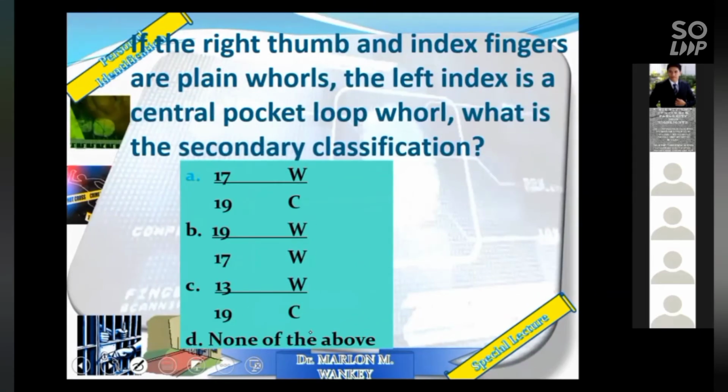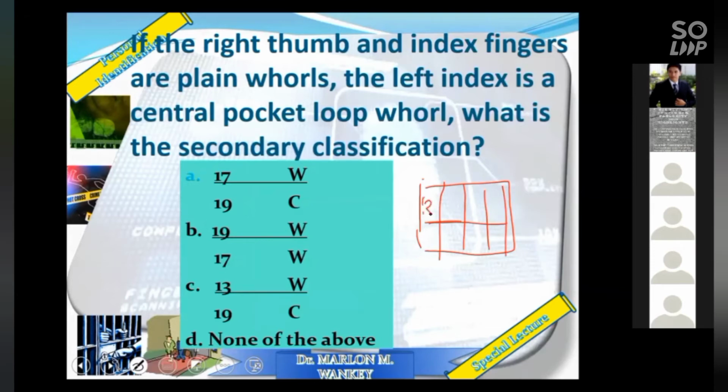Okay. If the right thumb and index fingers are plain whorl, the left index is a central pocket loop whorl, what is the secondary classification? Remember, ito yung blocking natin. Okay? So there are 5. So ang kukunin na lang, 'di ba?